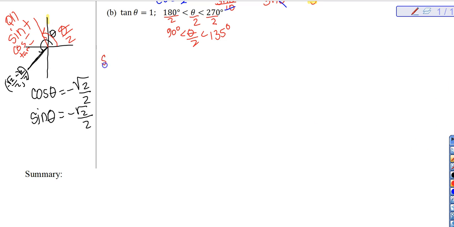So let's start with the sine of theta over 2. And our formula is, we're choosing the positive square root, and then we'll do 1 minus over 2. Let me wait, I gotta plug in a fraction here, so let me clean this up a little bit. So 1 minus over 2. Then I'm gonna plug in my cosine, which is a negative square root of 2 over 2.